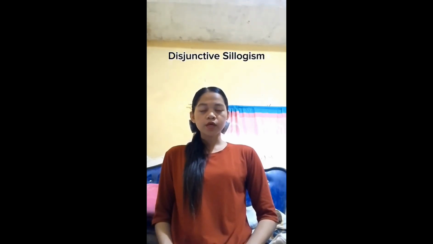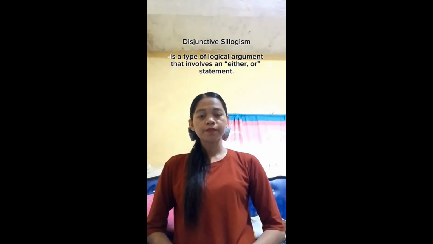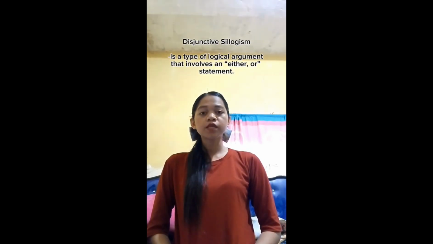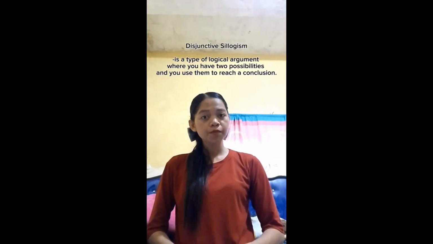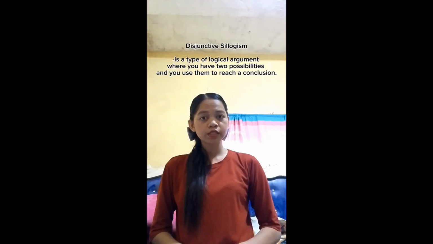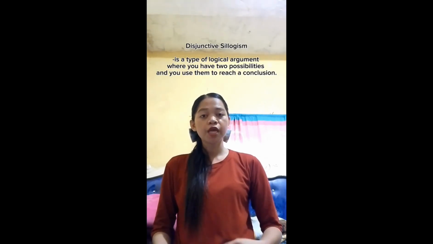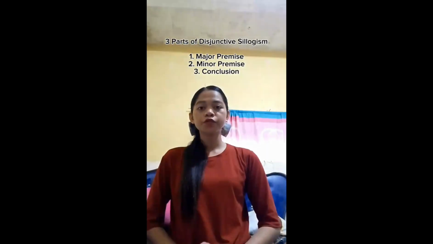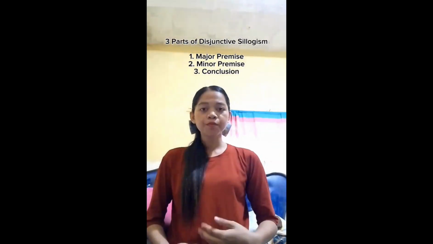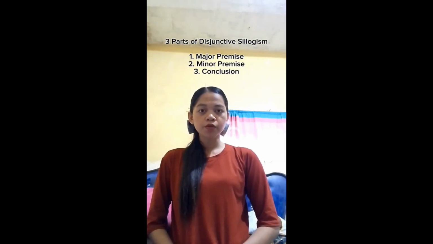I am Anissa Kamsabra, and my report is all about disjunctive syllogism. Okay, so what is disjunctive syllogism? Disjunctive syllogism is a type of logical argument that involves either-or statements. When we say disjunctive syllogism, it is a type of logical argument where you have two possibilities and use them to reach a conclusion. There are three parts of disjunctive syllogism, which are major premise, minor premise, and conclusion.